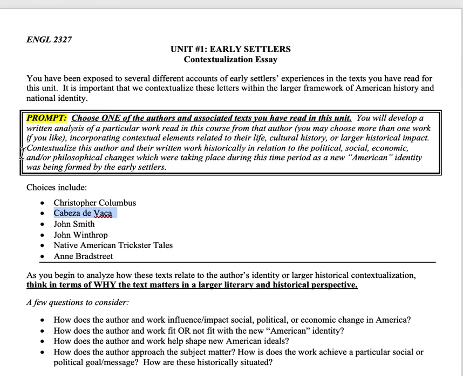The choice of focus and work and author is up to you. Again, it just needs to be an author and a work read in this unit. If you have any questions, let me know. I'm more than happy to offer ideas or advice. But essentially, this is up to you guys. I want you to write about what you want to write about, what you find most interesting, and it should be a really good essay.